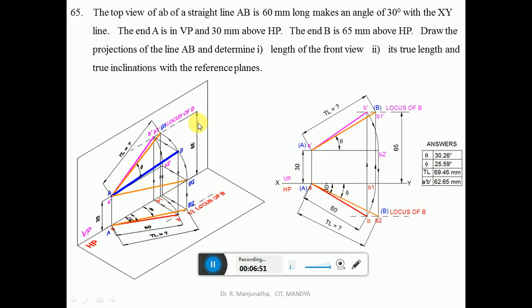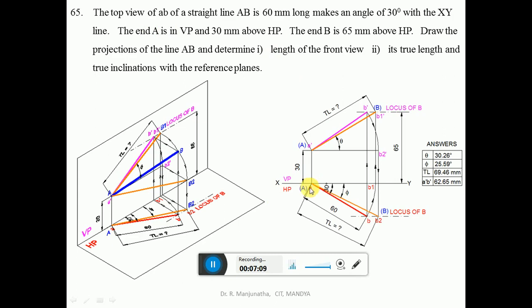But now we are going to do the problem in the sketchbook. First we draw the XY line and mark XY, and identify the planes: VP above the XY line and HP below the XY line. Now the line is in the vertical plane. Since it is in the vertical plane, the image is going to be on the horizontal plane.